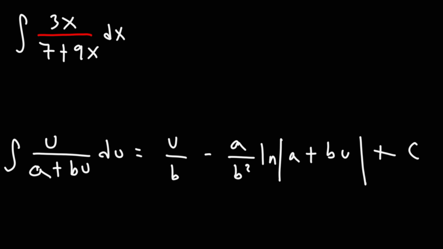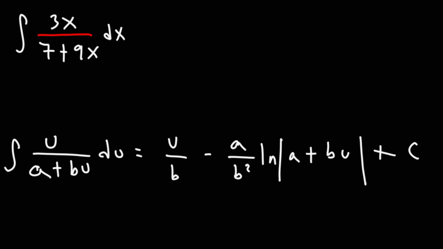Now, we can't really do U-substitution on this because the degree of the numerator is the same as the degree of the denominator. So U-substitution won't work here. We can't do trig substitution or integration by parts. It just doesn't apply. So we need to use this formula.